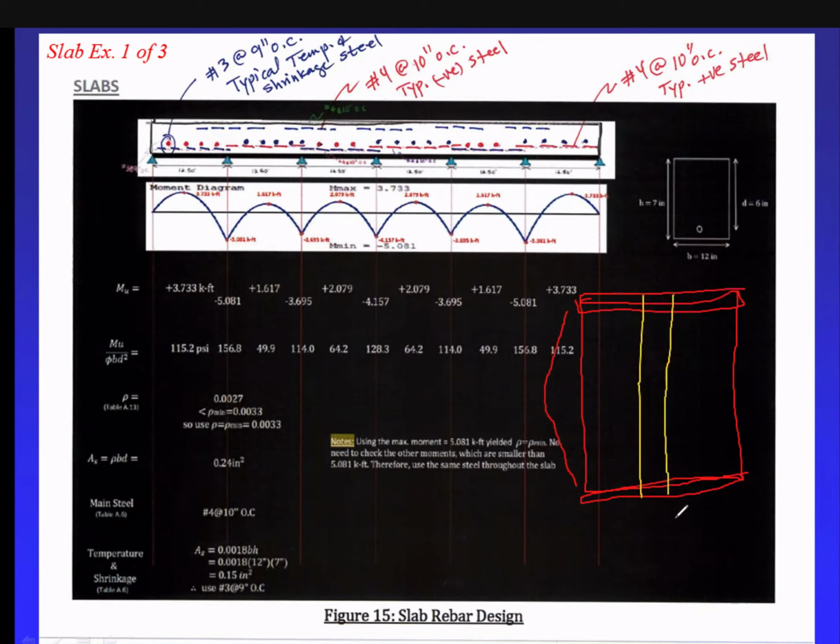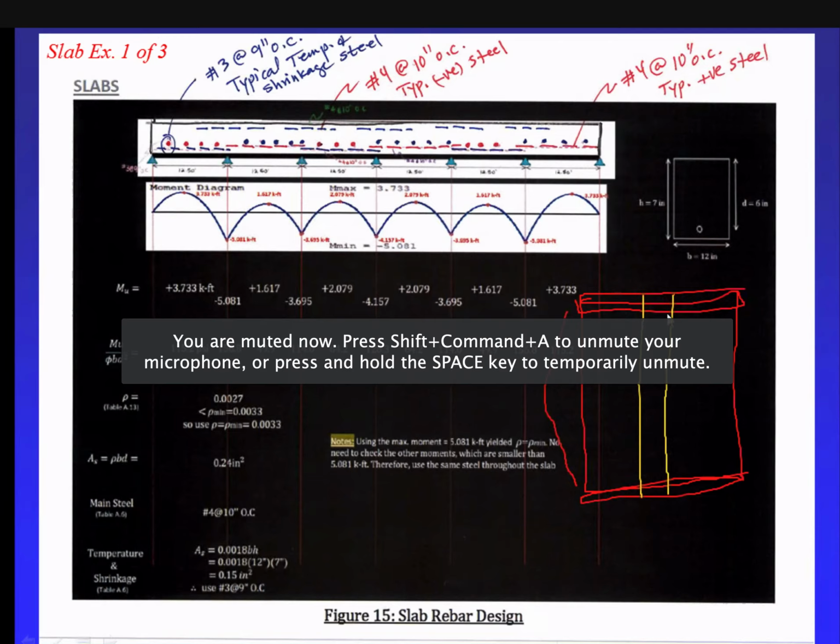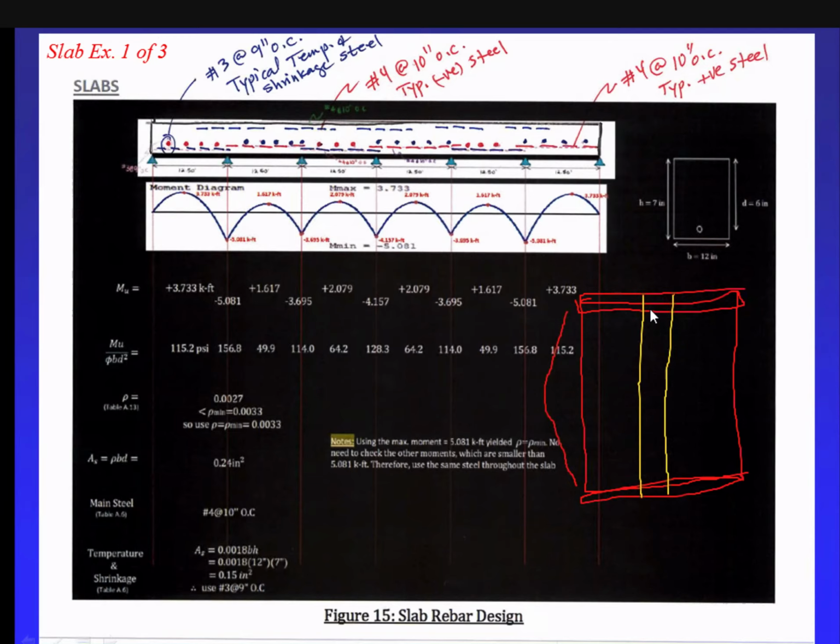This is 1 foot all the time. And we design that. And then let's say we end up with 2 bars in this 1 foot strip. Then the next foot strip will have 2 bars. The next foot strip will have 2 bars. The next foot strip, 2 bars. So that's why we take 1 foot strip.